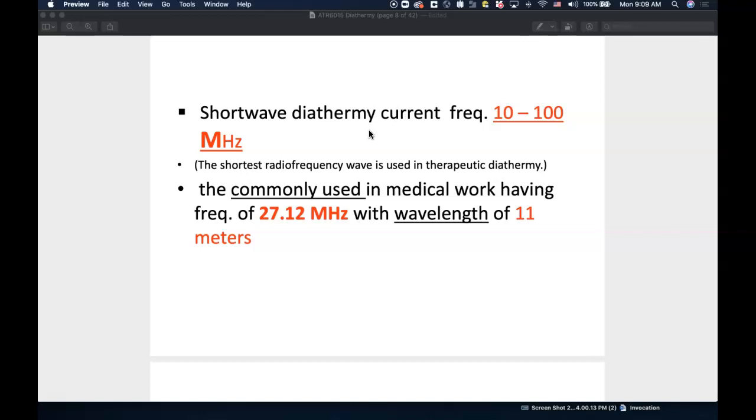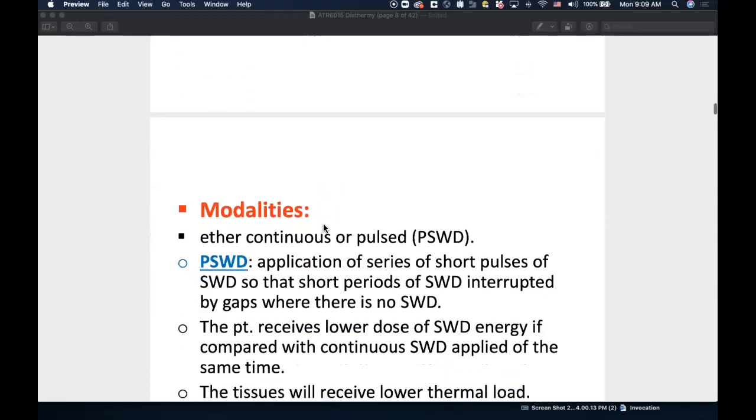What we know most often though in the field of athletic training or in physical therapy, the frequency most commonly utilized is a 27 megahertz treatment, right? You want to put the 1, 2 on there, that's fine, but about 27 megahertz. And then in terms of its wavelength, we're looking at about 11 meters, right? So these are things that you'll have to manipulate when you actually work with the device itself.